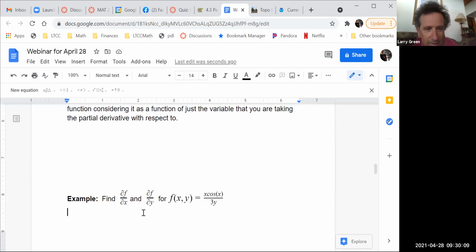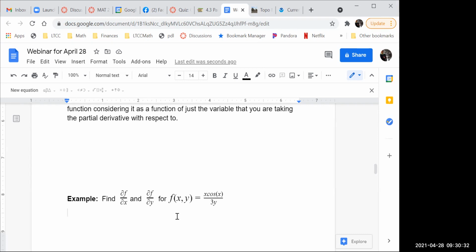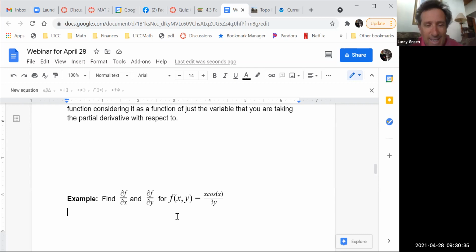So here's an example. Find del f over del x and del f over del y for f of xy equals x cosine of x over 3y. Do you think you want to do this one using the limit definition? No, it would be too much work. Which one do you think would be worse? One is much worse than the other. Any guess on which is worse? Del f del x or del f del y?